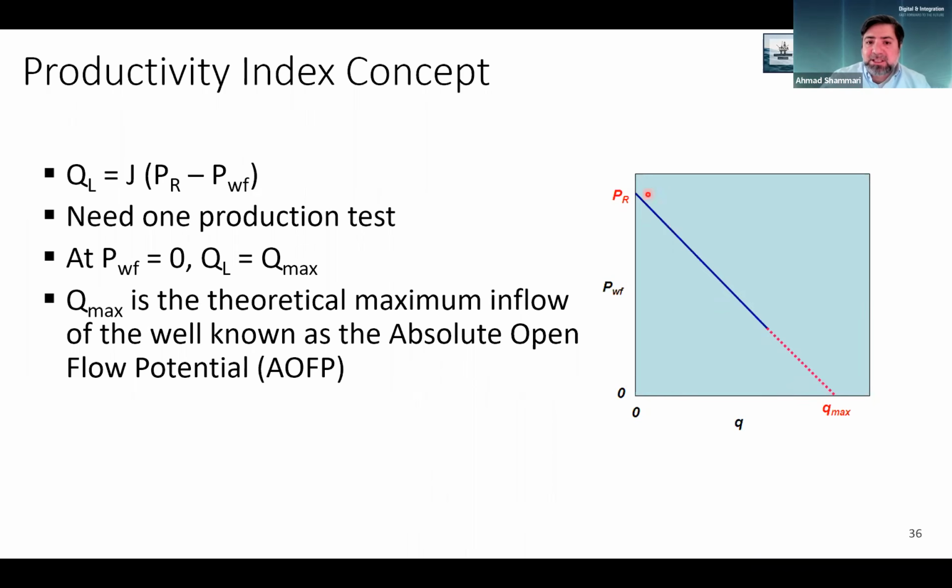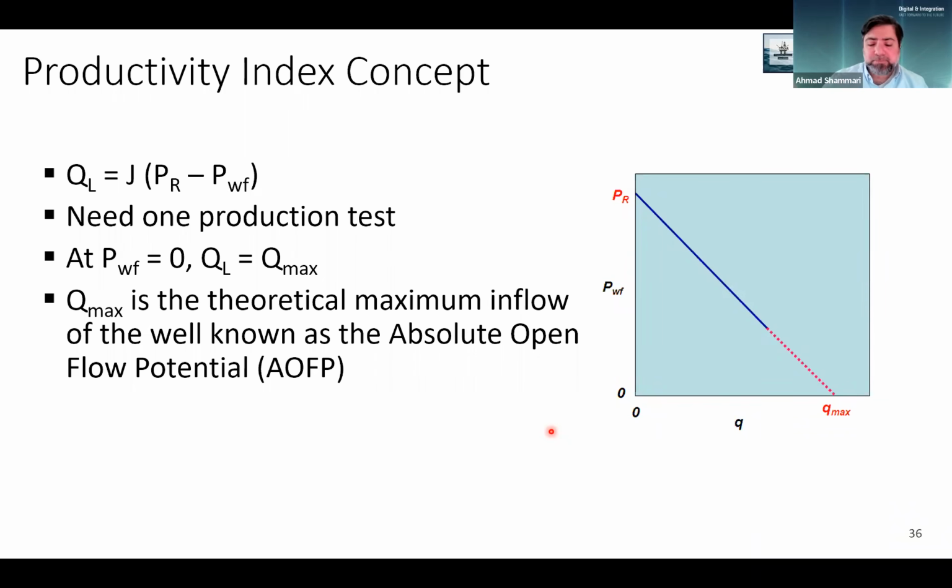So this is the PI concept. Again, the PI concept does not take into consideration the bubble point, and that's why we need to introduce an improvement to the PI method, and that's why we need to correct it using the Vogel method, which will come later. So again, what do I need to calculate my PI?